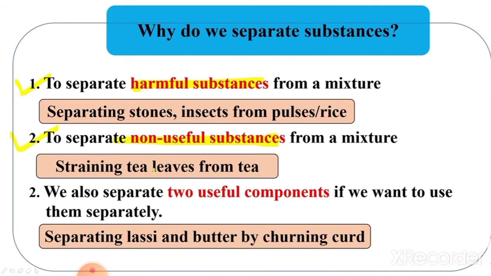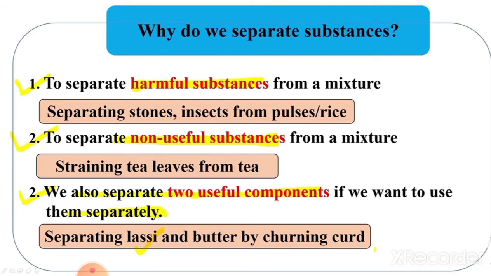And the example is straining tea leaves from tea. We have already seen that tea leaves are non-useful for us, and that's why we separate tea leaves from tea, right? So we do separation to separate non-useful substances from useful substances. And the third reason why we do separation is to separate two useful components if we want to use them separately. We have seen this example also, that is separating lassi and butter by churning curd.